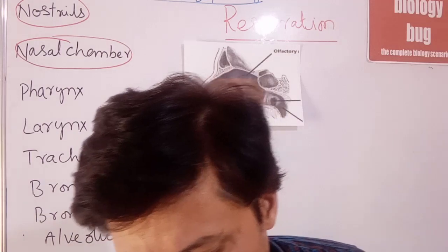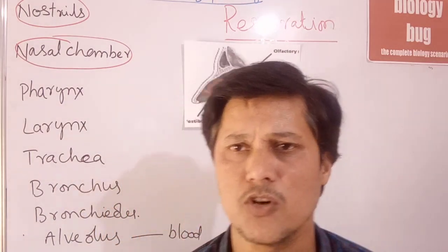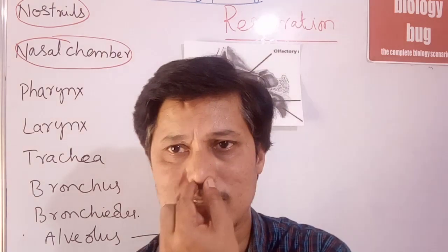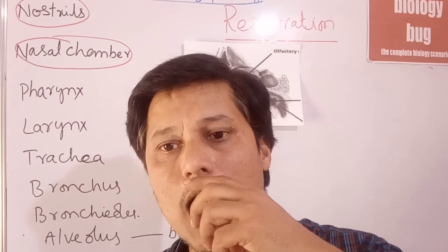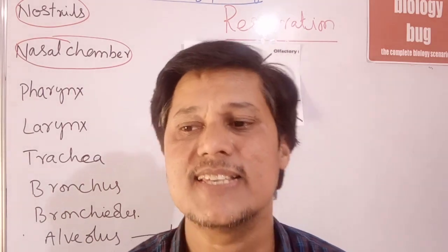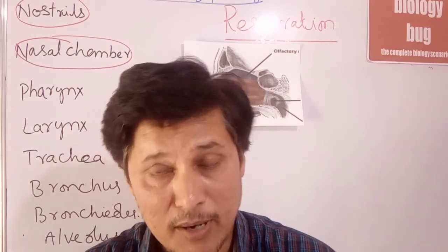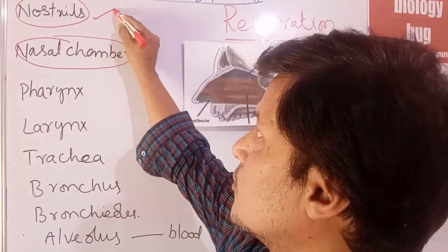The first one is the nostrils. We have one pair of nostrils. Those are present just above the upper lip, and they are useful for entry and exit of air from and into our body.